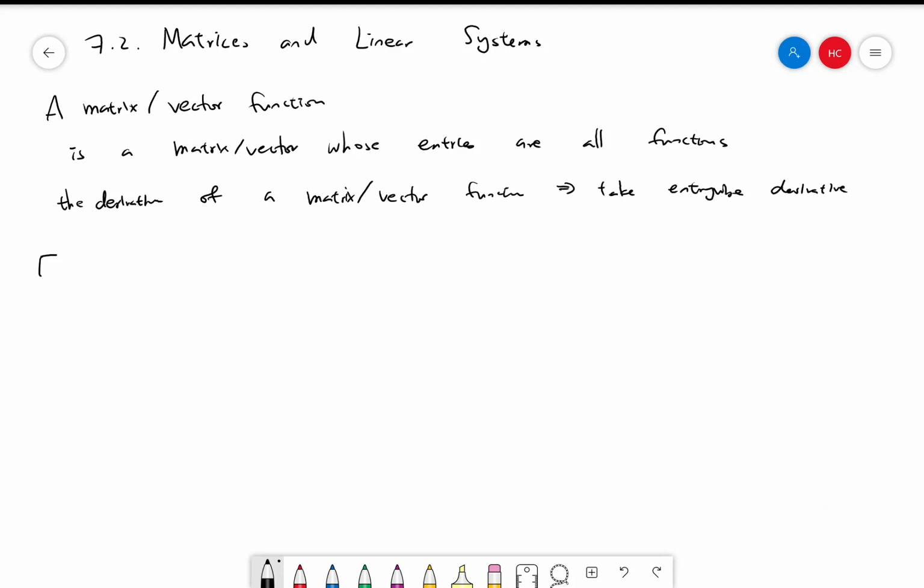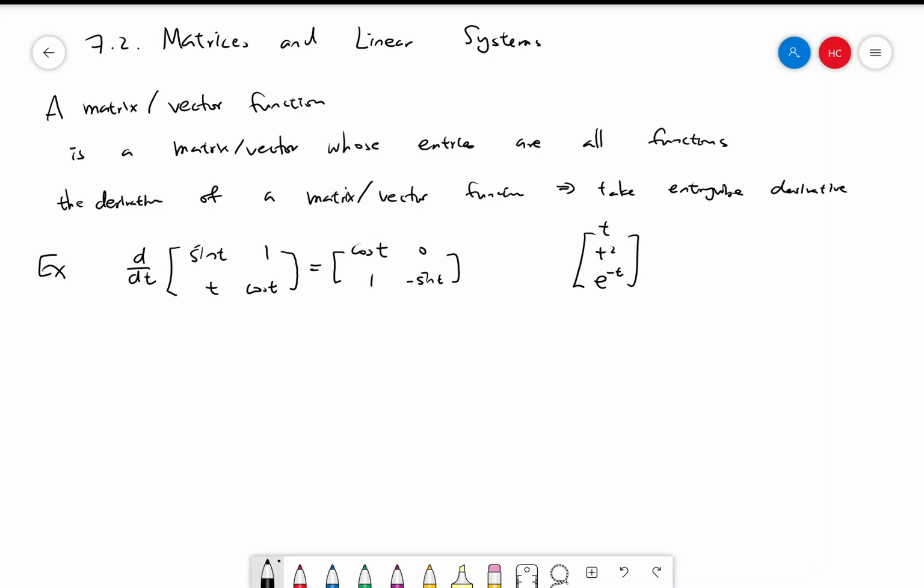Right. So for example, if you take a matrix function, let's say cosine t, sine t on top left, sine t, 1, t, cosine t, and we want to take the derivative with respect to t, then all we need to do is to take the derivative of every single entry. So this is negative sine, cosine, 0, 1. So this is a matrix function. And if we want to take a vector function, let's say t squared, e to the negative t, and we want to take the derivative with respect to t, then we take the derivative entry-wise. So it's 2t and negative e to the negative t.